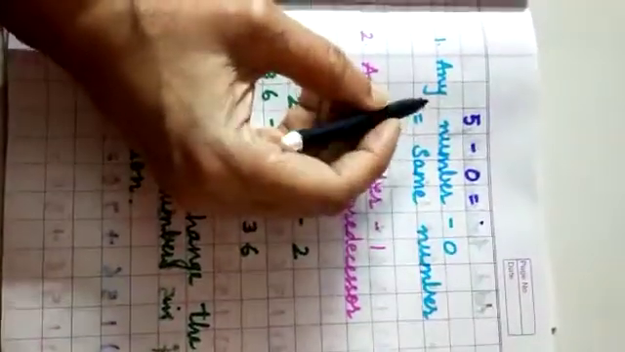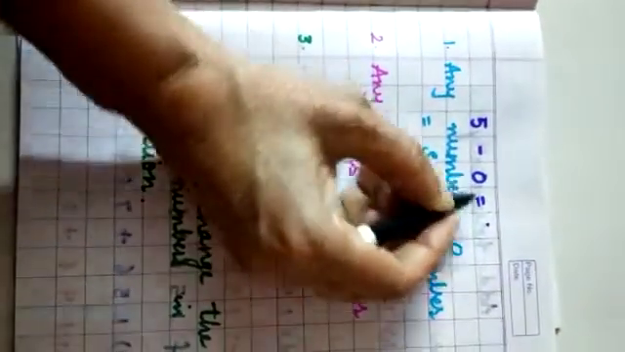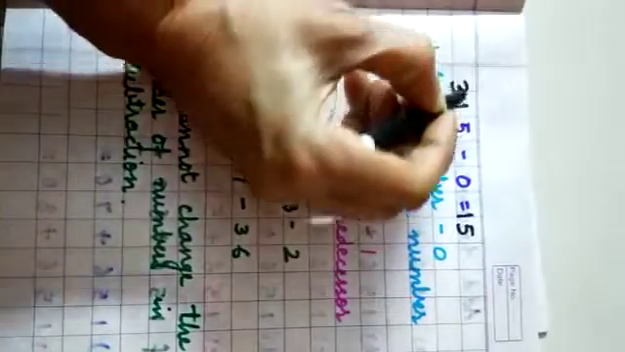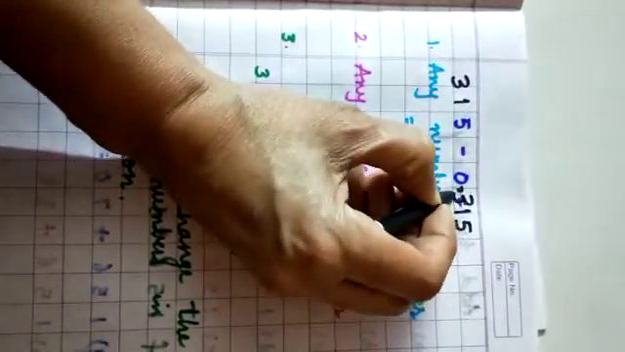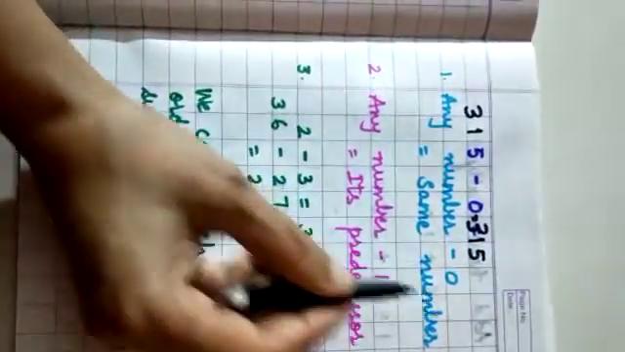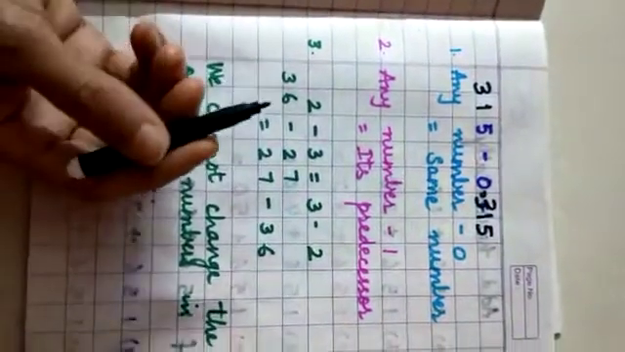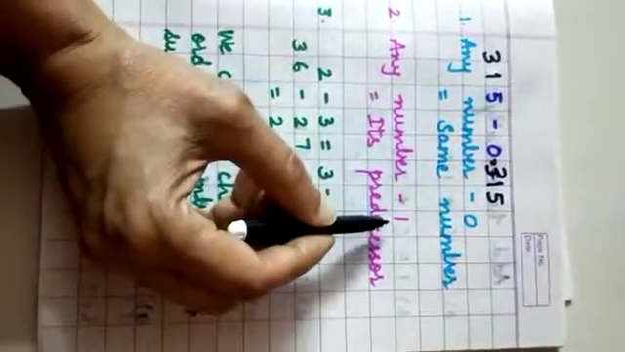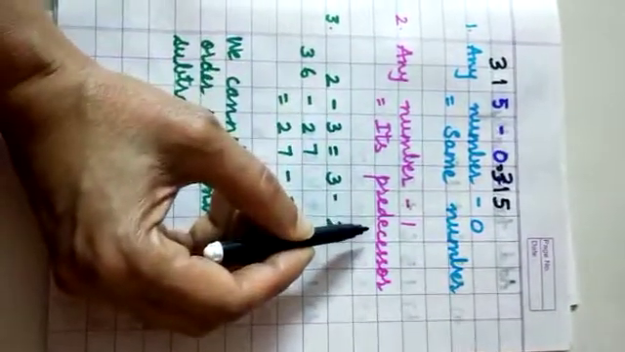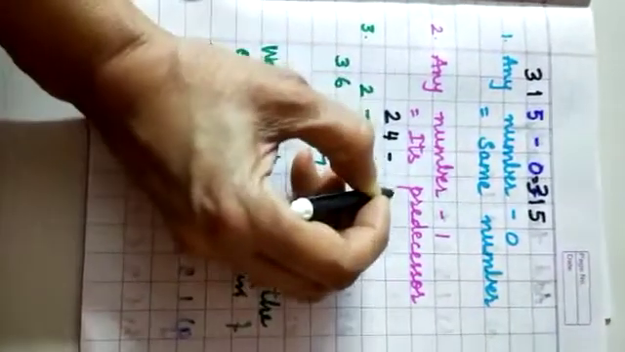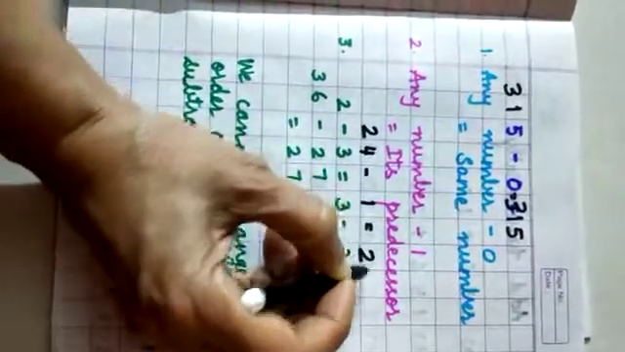Now, properties of subtraction. 5 minus 0 is 5. 15 minus 0 is 15. 315 minus 0 is 315. Any number minus 0 is equal to the same number. If we are not taking away any number, we will get the same number. Any number minus 1 gives its predecessor. 24 minus 1 is equal to 23.